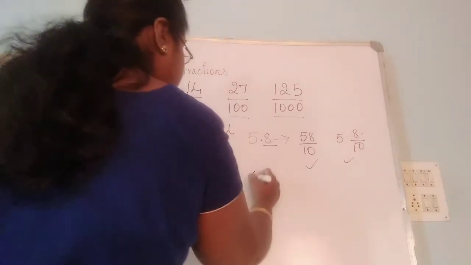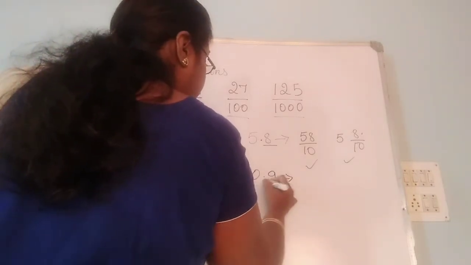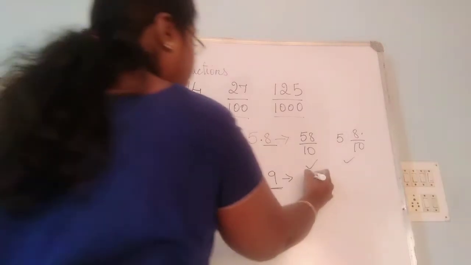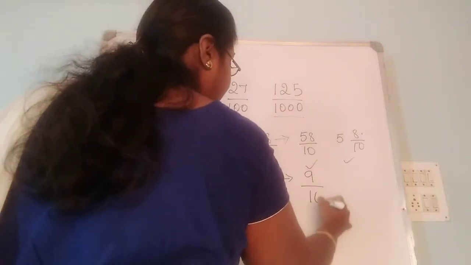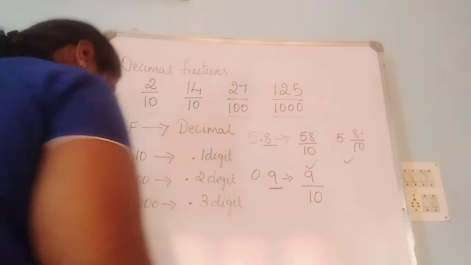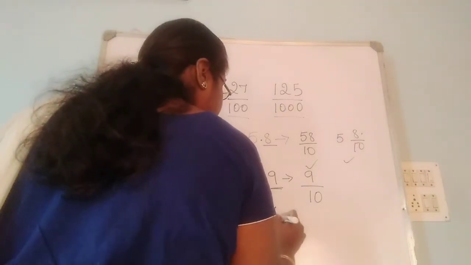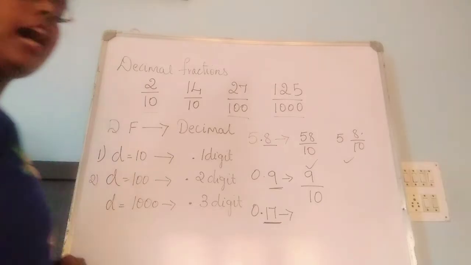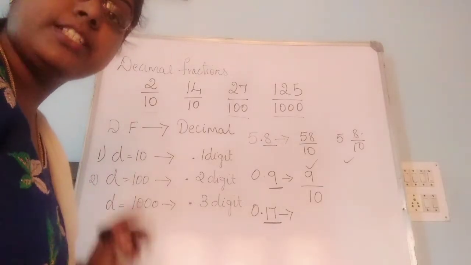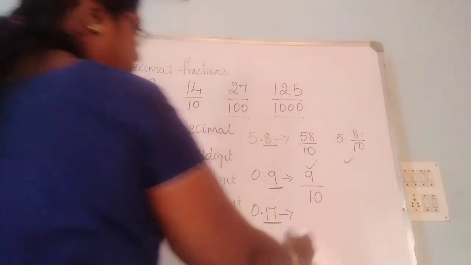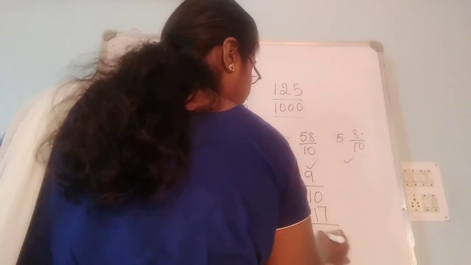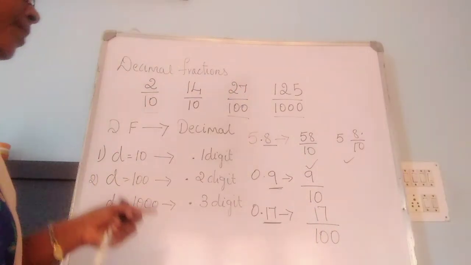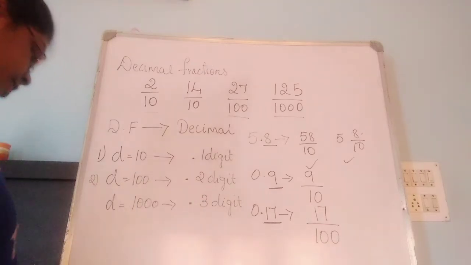Next is 0.9. After the point I have one digit, that means it is 10. So the number is 9 by 10. The next number is 0.17. Look here, after the point you have two digits. That means the denominator is 100. So let me write the numerator 17 and divide by 100. This is how you convert the decimal number into a decimal fraction.